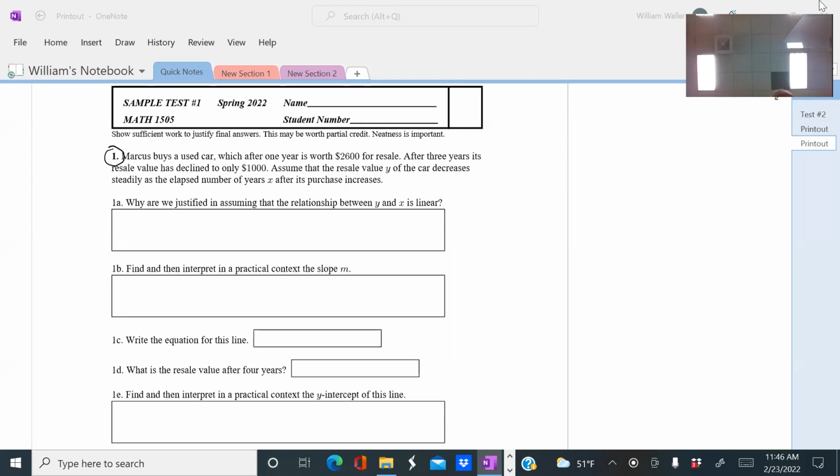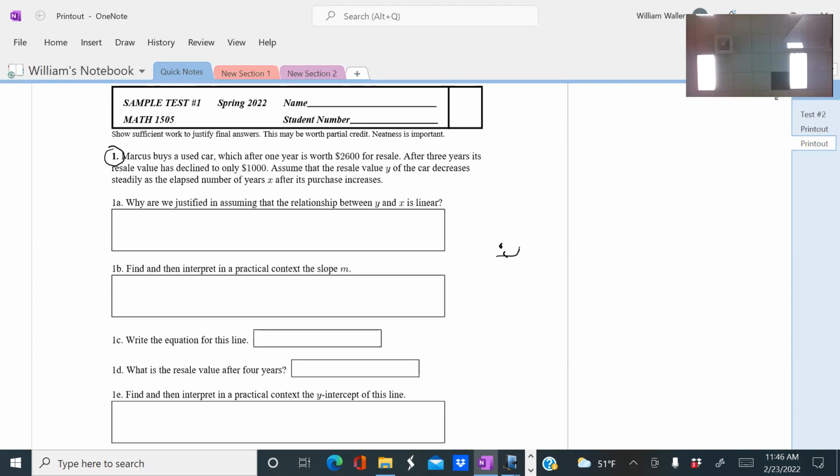Okay, so one thing that students sometimes struggle with on a test like the one I'm giving is when they have to answer questions like this by writing a sentence, and the answer is not a number or an expression. So in this problem, Marcus has bought a used car, and they're giving you some information about the value of that car.